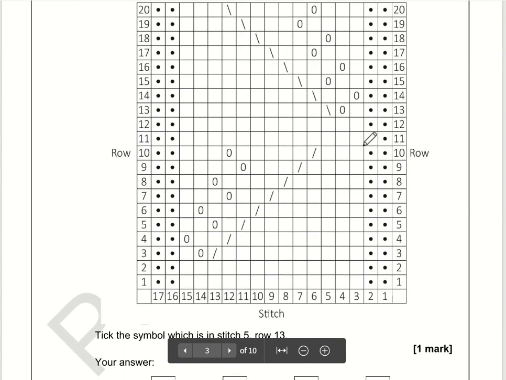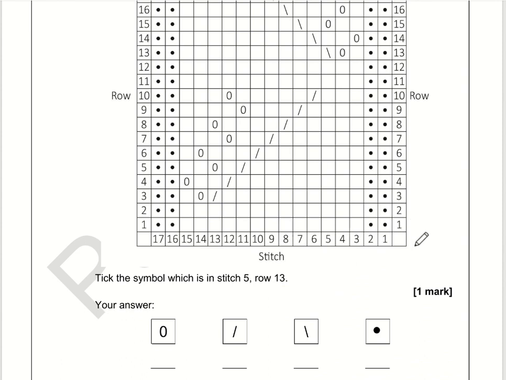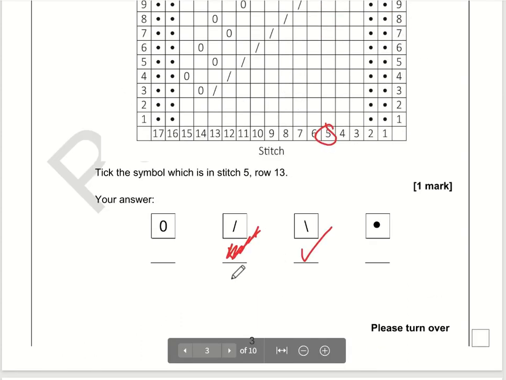What we need to do here is tick the symbol which is in stitch 5, row 13. Now the stitches are along the bottom and they are in reverse order, so we're going to go across to stitch 5 and then up to row 13. So there is row 13, stitch 1, stitch 2, stitch 3, stitch 4, stitch 5. So it's that symbol there. Oh, have I got it the right way around? No, I have not. I've got it going in the other direction, so it's that stitch there. So be careful you get it the right way around there.